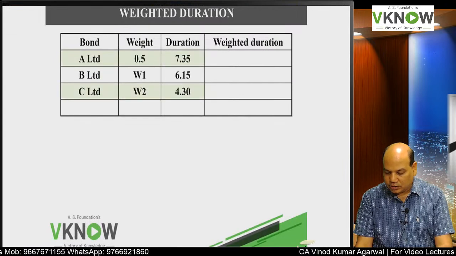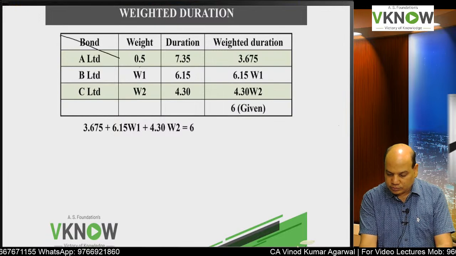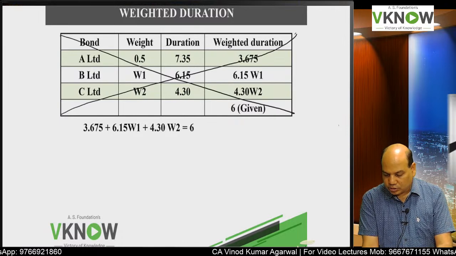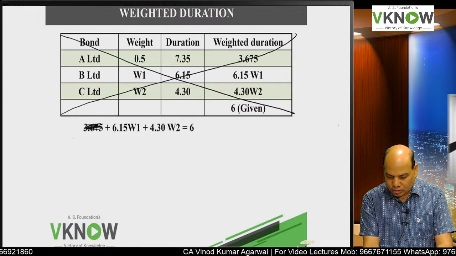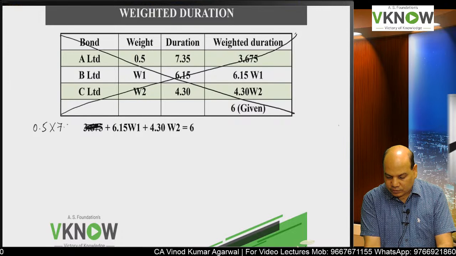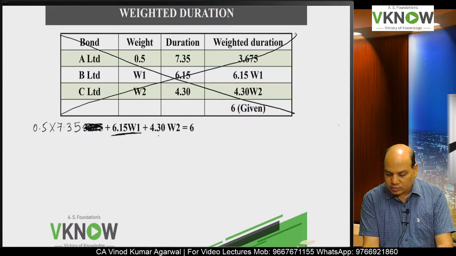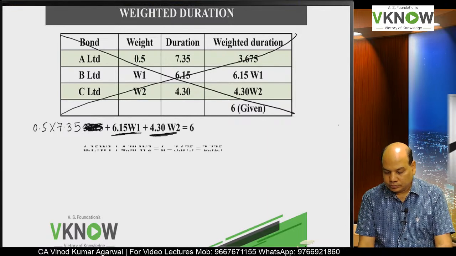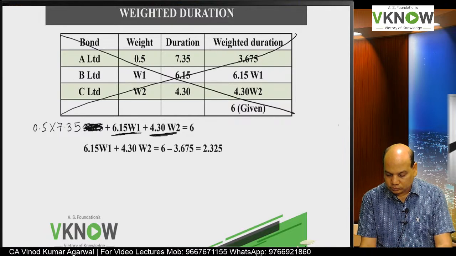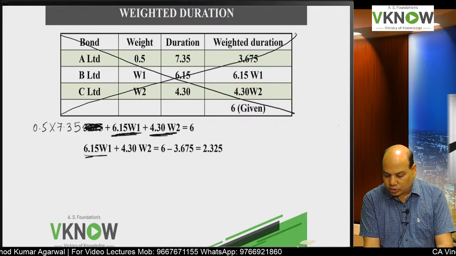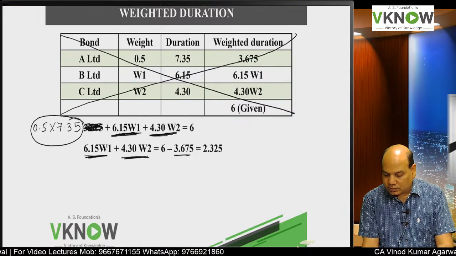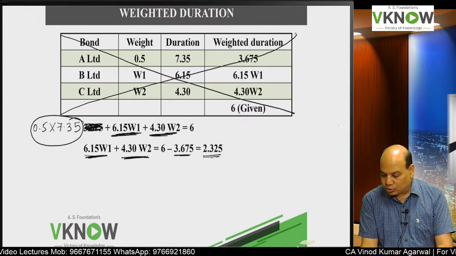Don't write this table, not required. The equation will be 0.5 into 7.35 plus 6.15 into W1 plus 4.30 into W2, and that is equal to 6, which we can simplify as 6.15 W1 plus 4.30 W2, and this amount is 3.675, so I will deduct it from 6, so I will get 2.325.